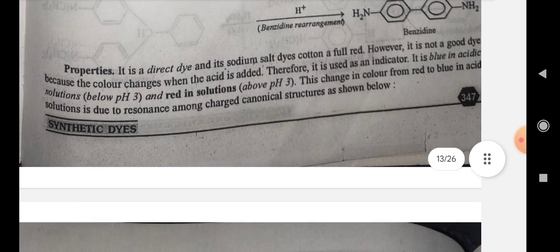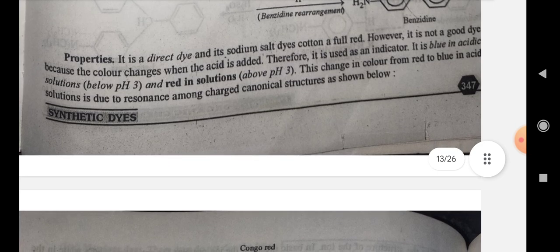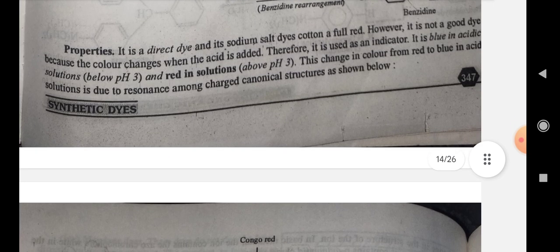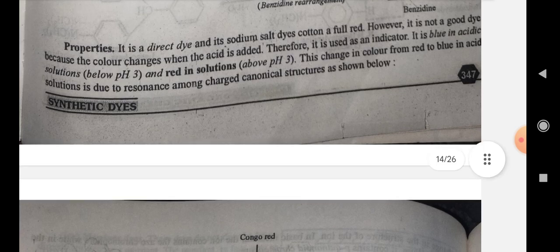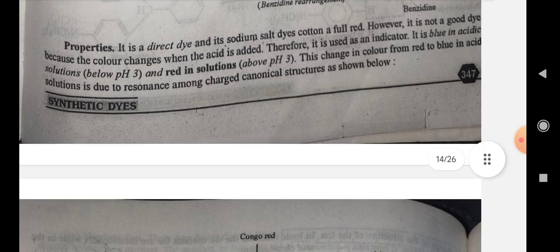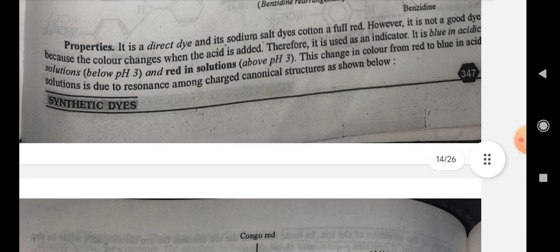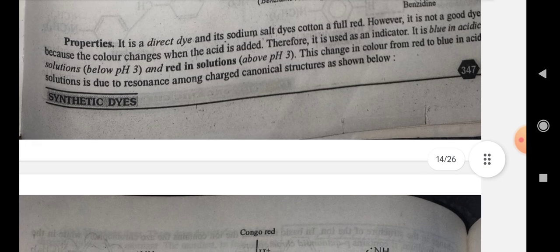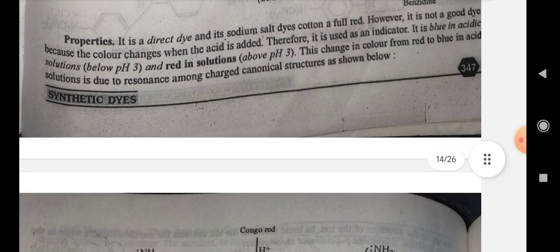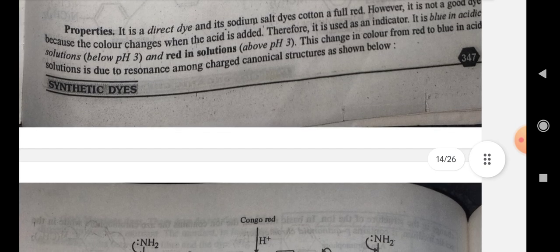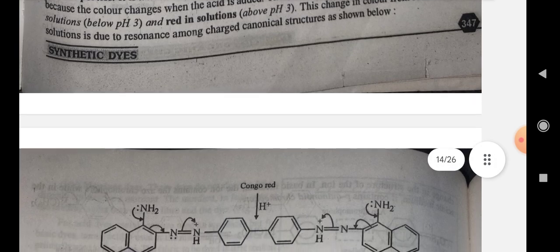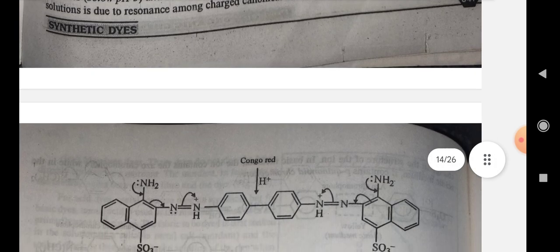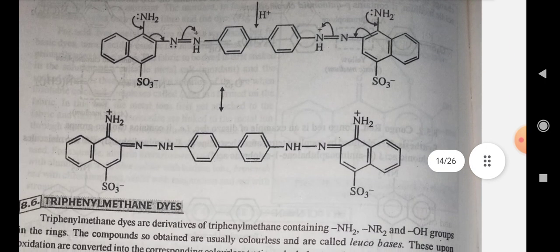Properties: it is a direct dye and its sodium salt dyes cotton a full red. However, it is not a good dye because the color changes when acid is added. Therefore, it is used as an indicator. It is blue in acidic solution and red in basic solutions. This change in color from red to blue in acid solution is due to the resonance among the charged canonical structures as follows.